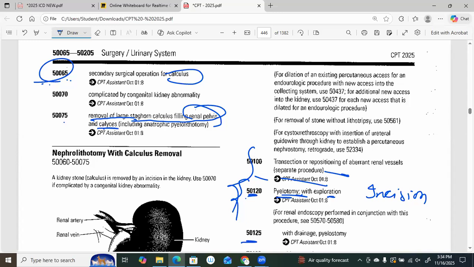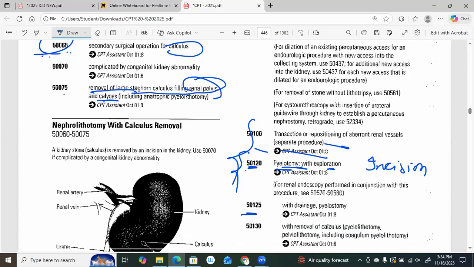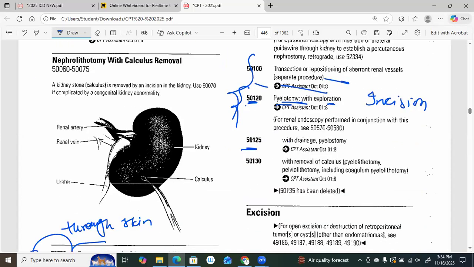Then we have 50125 with drainage. Drainage means for drainage we have to place the drainage tube also. So whenever we are going to place a tube or any drainage tube, then we have to use the suffix ostomy. That means an opening has been created in the renal pelvis so that fluid can be removed from that area.